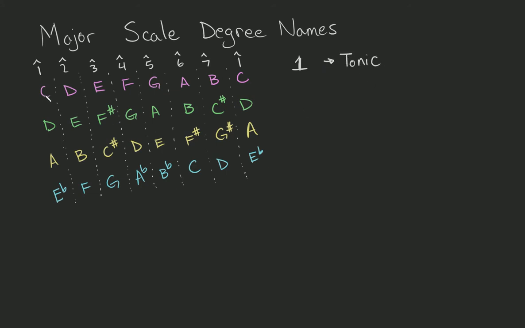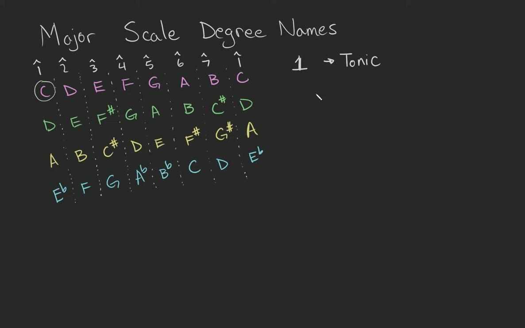Okay, so the tonic of C major is C. The tonic of E flat major is E flat. The tonic of D major is D. The tonic of X is X, right? If this is X major, the tonic of X major is X. Whatever your name of this is simply the tonic. Okay. Number 1 is called the tonic.